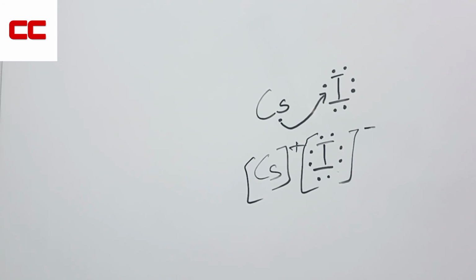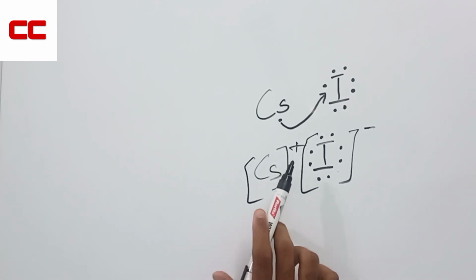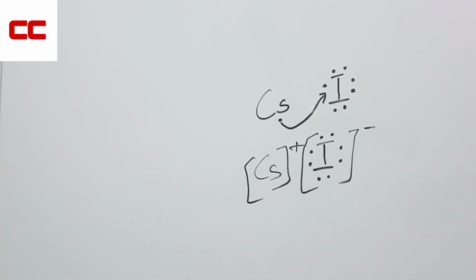But in reality, whenever something gives to any other atom, that becomes positive. Whenever something takes from any other atom, that becomes negative. So that is the reason for Cs plus and I minus. So this is the Lewis structure of cesium iodide.